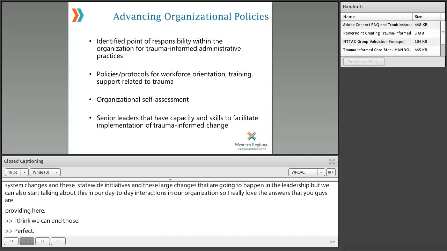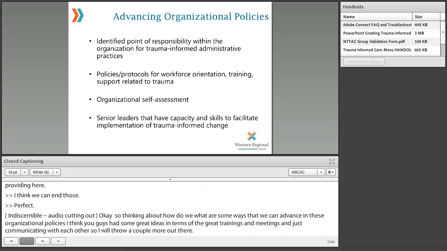So one thing that we find to be really, really helpful, because we know all the organizations we work in, there's a lot going on. There's a lot of initiatives. There's a lot of change that's happening. And there's also a lot of turnover. And so, how do we make this stuff stick?